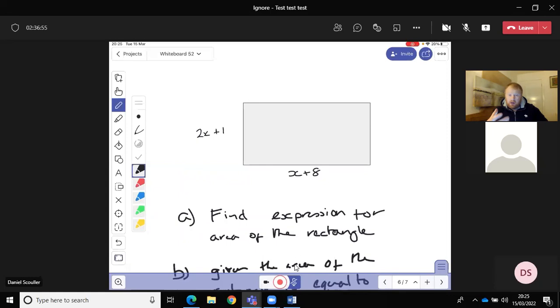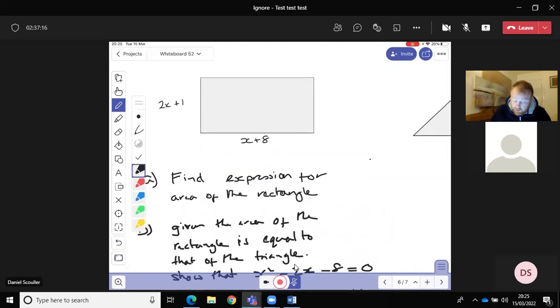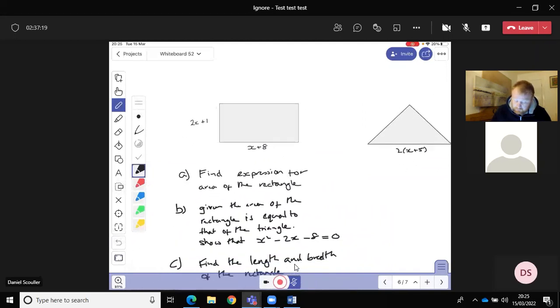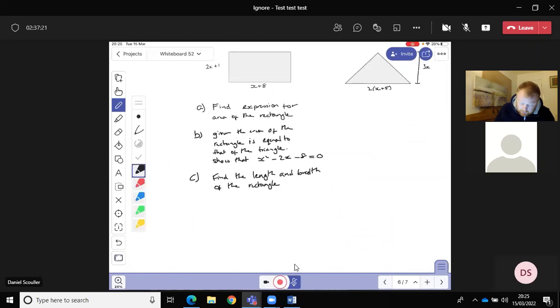Now the area of that shape of a rectangle is just the length times the breadth, so it's those two terms multiplied together. So you can see by multiplying together you're going to get a trinomial or a quadratic, and by getting a quadratic we're going to actually use that process later on. Okay, so let's just look at that. Find the expression of the area of the rectangle. Area of a rectangle is just equal to length times breadth.